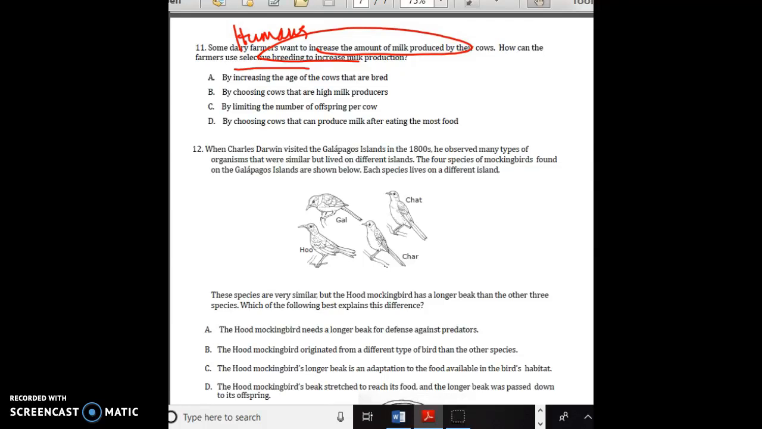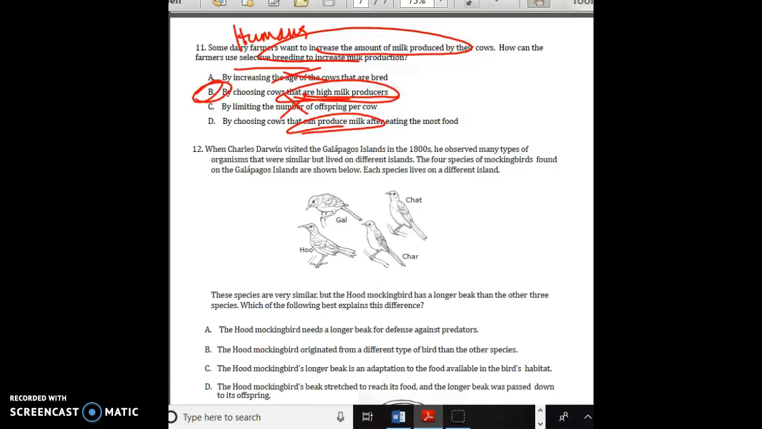By increasing the age of the cows that are bred, that's not going to do anything to the milk. By choosing cows that are high milk producers, I like that one. By limiting the number of offspring per cow, no, they're still going to produce the same amount of milk. By choosing cows that can produce milk after eating the most food, this one does have to do with milk, but the fact that we're looking for high milk producers, this is the better answer.